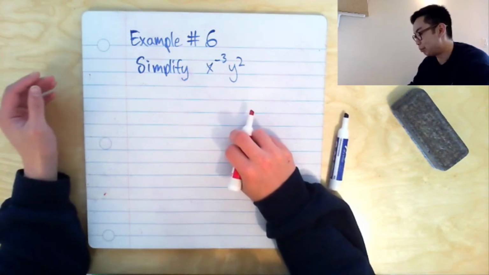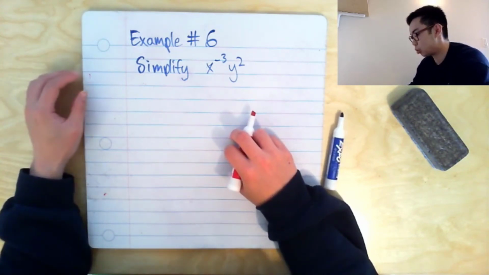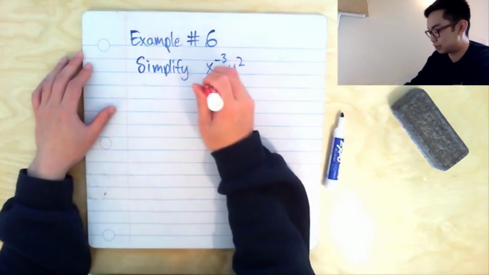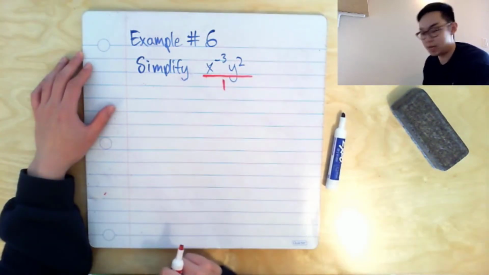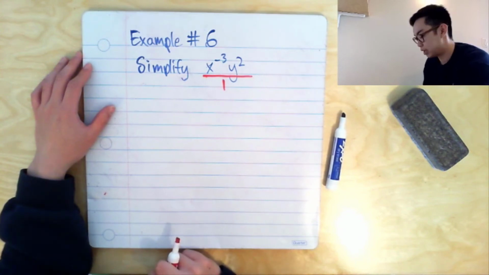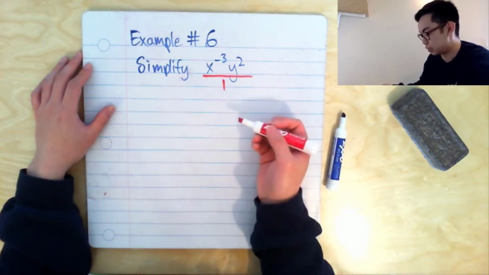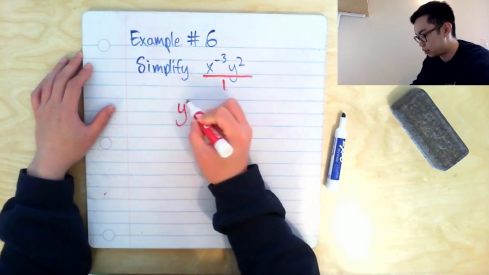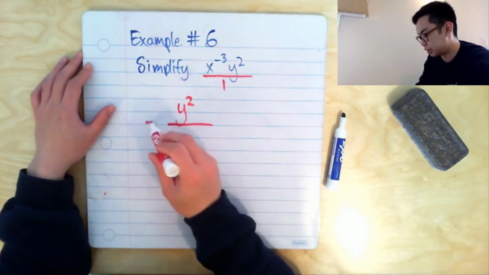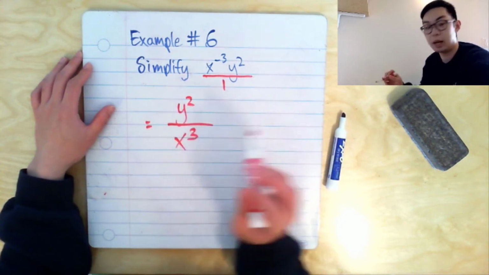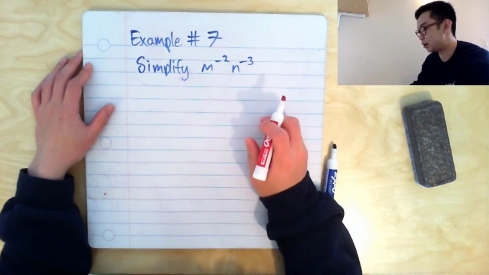Okay, here's an example that's algebraic. Well, what I'm going to do is I'm going to imagine this is all over 1, and I'm able to move the negative exponent to the bottom. And so what this is going to equal is y squared stays in the numerator, and the denominator is just going to be x to the 3. And we're all done.